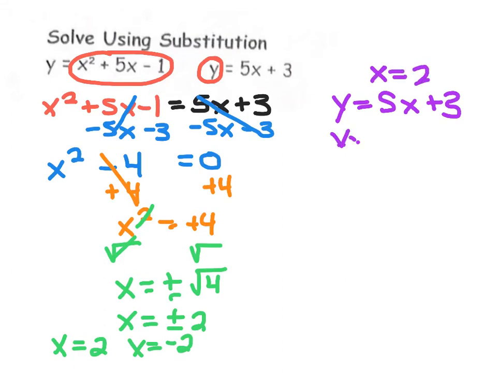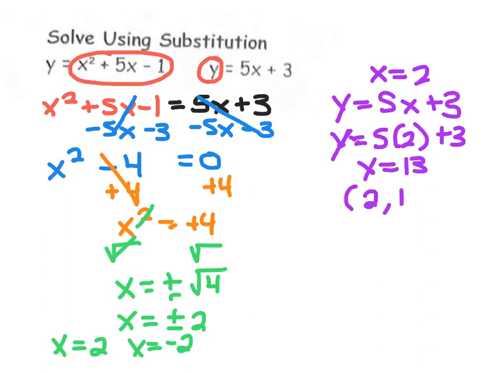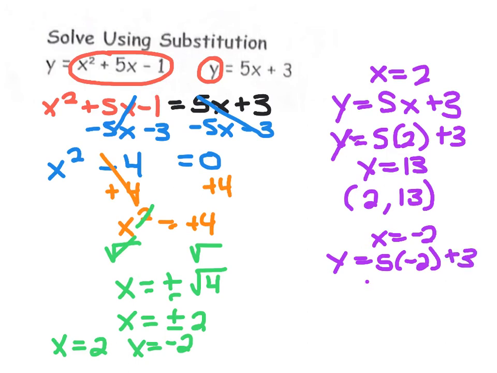So y equals, substitute 2 in for our x. So 5 times 2 is 10, and 10 plus 3 is 13. So y equals 13. That indicates our first ordered pair would be (2, 13). There's our first solution. Now let's plug in negative 2 and see what we get for y. So y equals 5 times negative 2 plus 3. That would be y equals negative 10 plus 3, which is negative 7. So our second ordered pair would be (-2, -7).